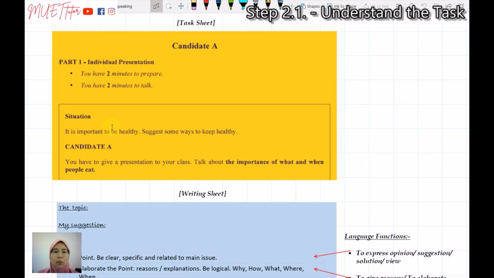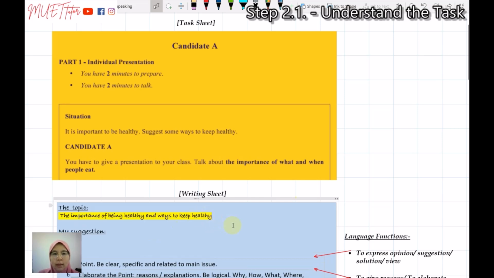Some suggest some ways to keep healthy. And at this point, you could jot down the keywords on your writing sheet in here below. And please do not write anything on the question paper. And here's an example.